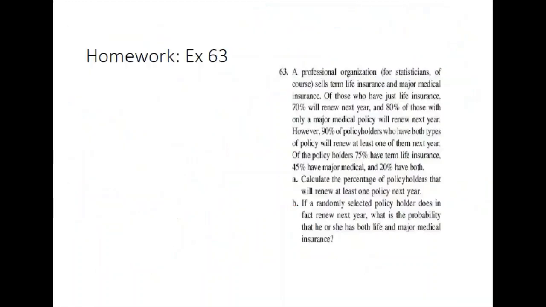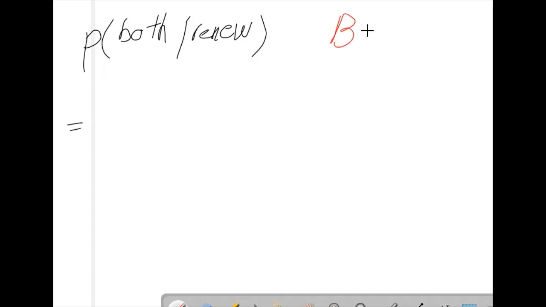And the second part: if a randomly selected policyholder does in fact renew next year, what is the probability that he or she has both life and major medical insurance? Now it's the conditional probability. If renew, what is the probability of both? So it's a Bayes theorem. It's a conditional probability.